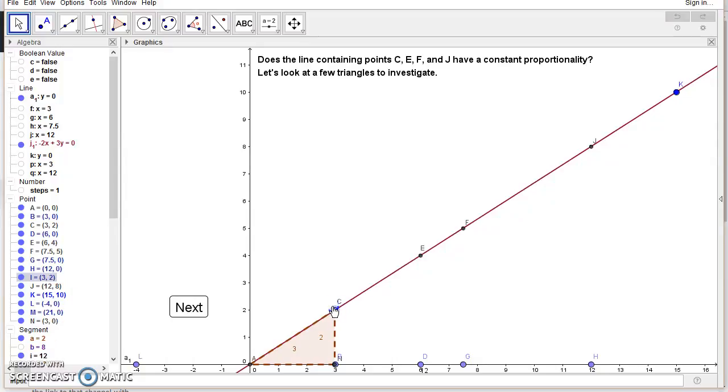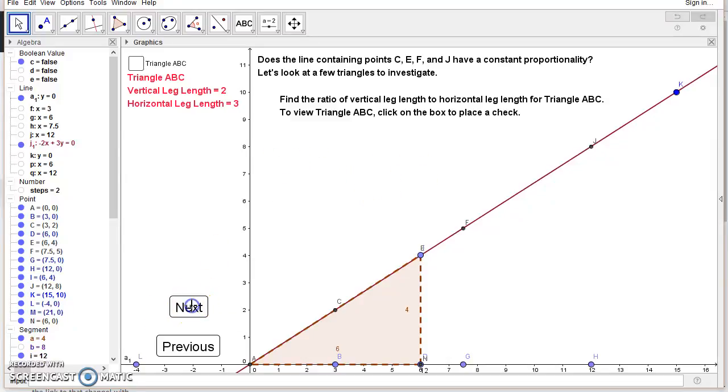Create a triangle ABC that has 3 going horizontally and 2 going vertically. We can create a lot of triangles in between with decimals, like 4.79 going horizontally, 3.19 going vertically. We can also make triangle ADE that has 6 going horizontally and 4 going vertically. And so let's view a few triangles just to investigate to see what happens.